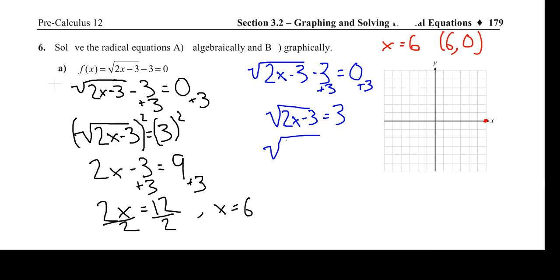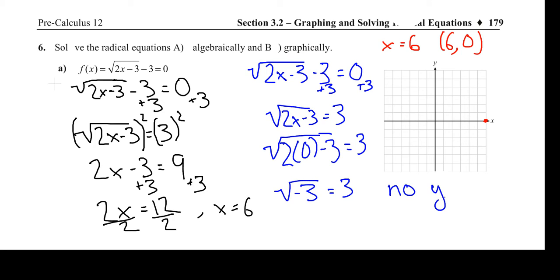So when you make x 0, you would get the root of 2 times 0 minus 3 is equal to 3. And obviously 2 times 0 is 0, so now you're left with the root of negative 3 is equal to 3. Well, that simply can't be, because you can't have a root of a negative number. So we know that there will be no y-intercept. That'll be nice to keep in mind.